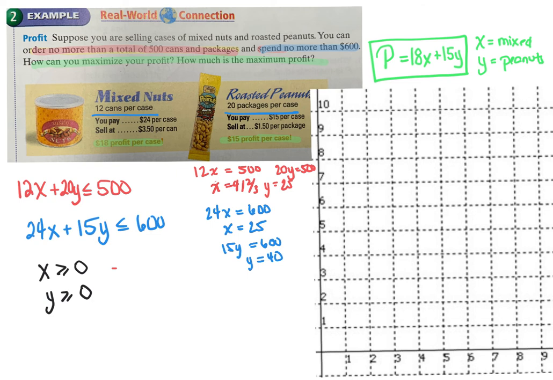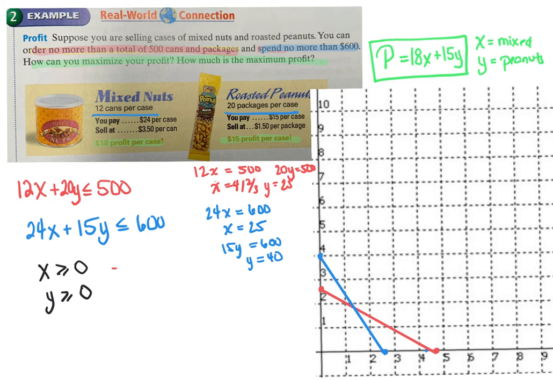Now we're going to graph it. These are going to be tens, so 41 and 2/3 down here. And then my y-intercept was 25, so that's going to be there. I'm going to wait to shade it until the end, just so I don't have it all over the place. What about my next one? I'm going to have an x-intercept of 25 and a y-intercept of 40. And of course, my constraints are my first quadrant. So the only one you really have to worry about is where they intersect. I'm going to show you that in a second.